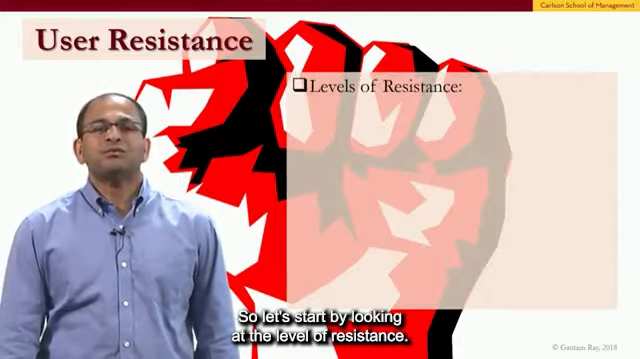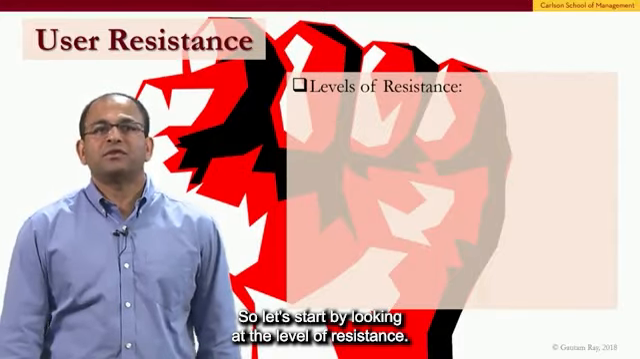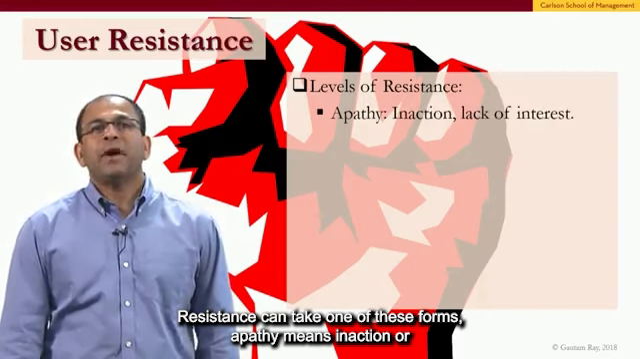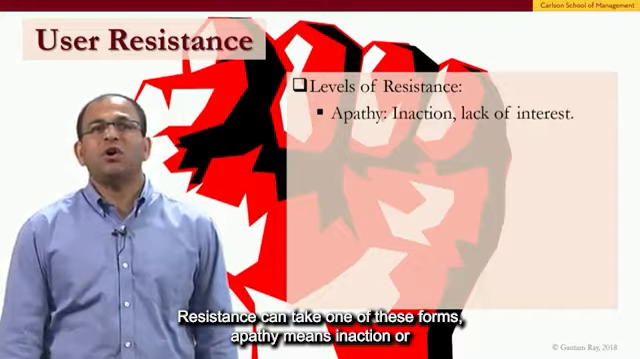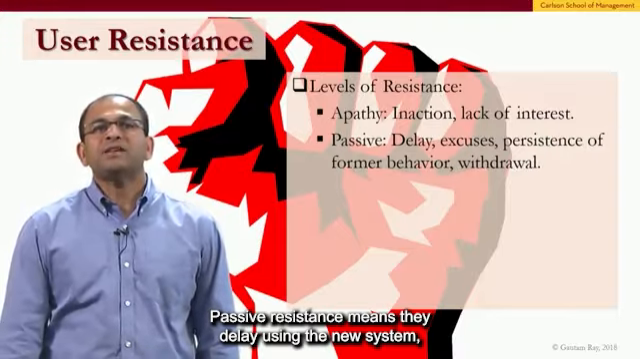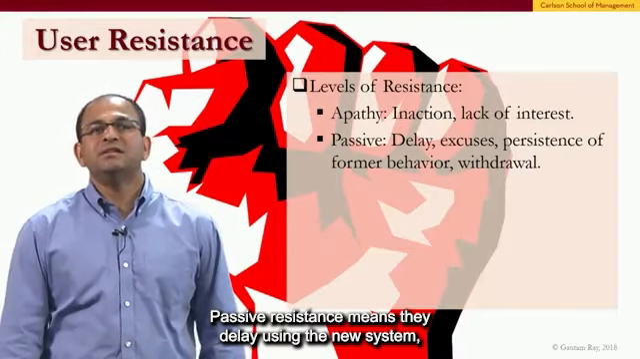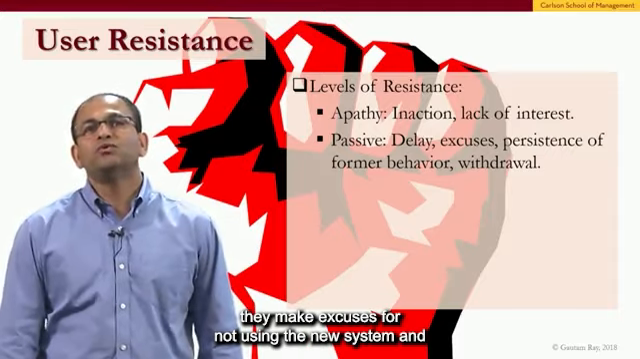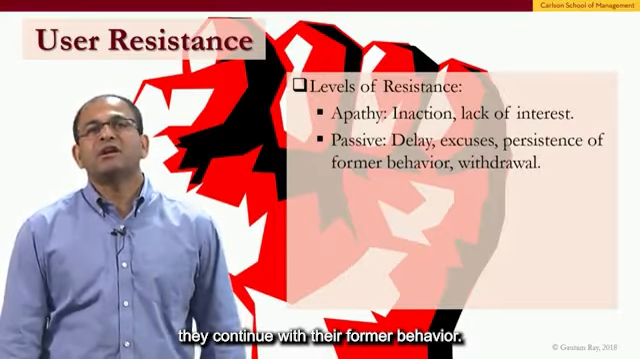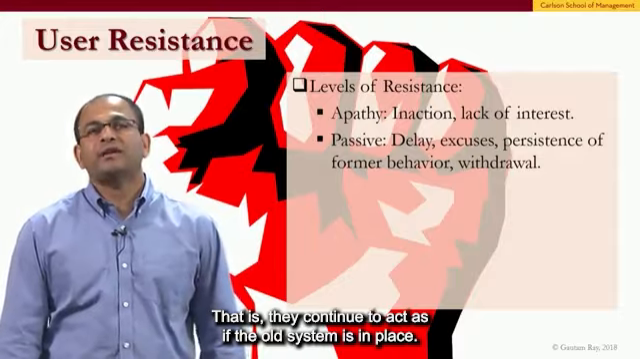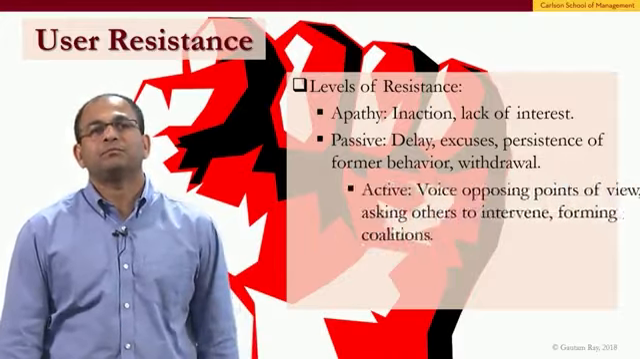So let's start by looking at the level of resistance. Resistance can take one of these forms. Apathy means inaction or lack of interest. Users don't show any interest in using the new system. Passive resistance means they delay using the new system, they make excuses for not using the new system, and they continue with their former behavior. That is, they continue to act as if the old system is in place.